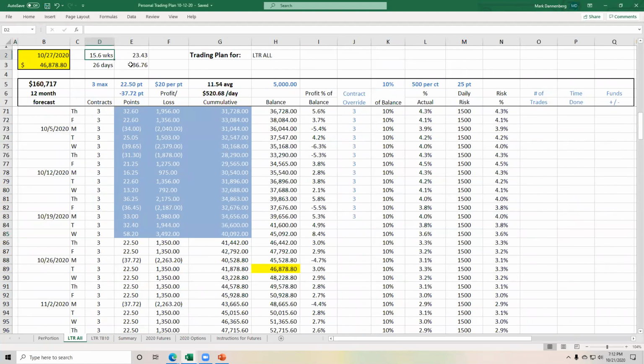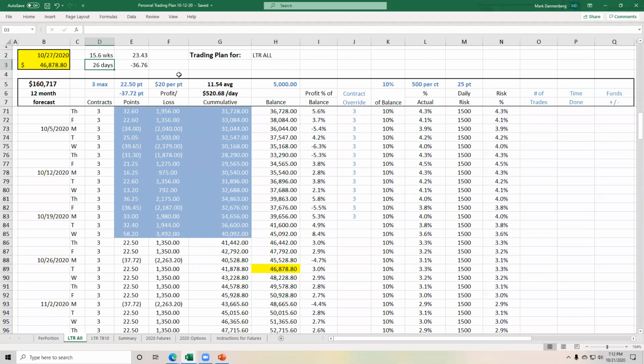Now, our 52-week trading plan is 15 and a half weeks in, 15.6 weeks in. Of those 15.6 weeks, we've had 26 losing days. Now we keep track of the losing days because by default, every other day is a winning day. And we want to know what our loss run rate is relative to the number of weeks that we have behind us.